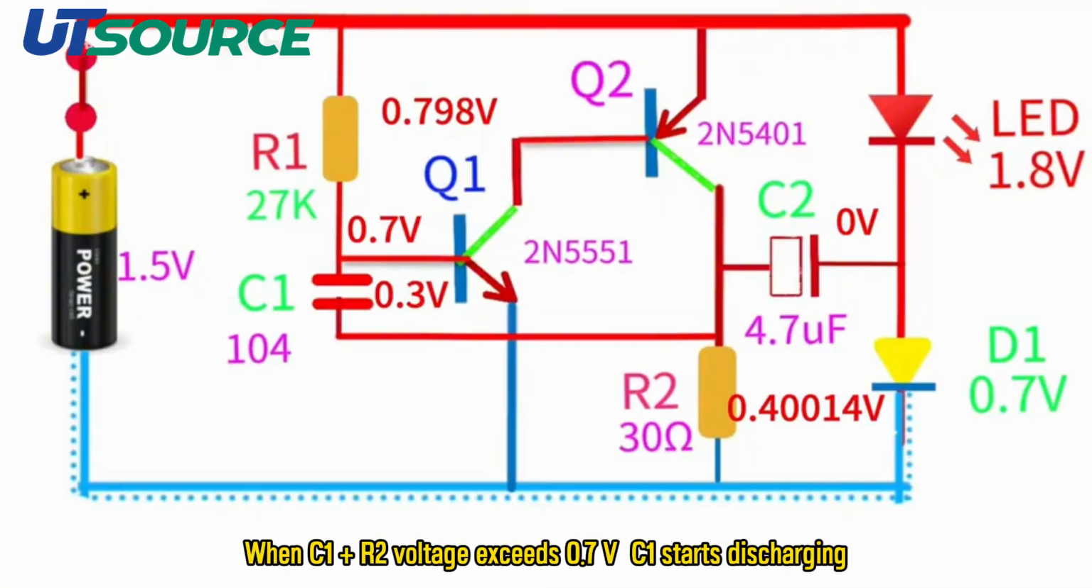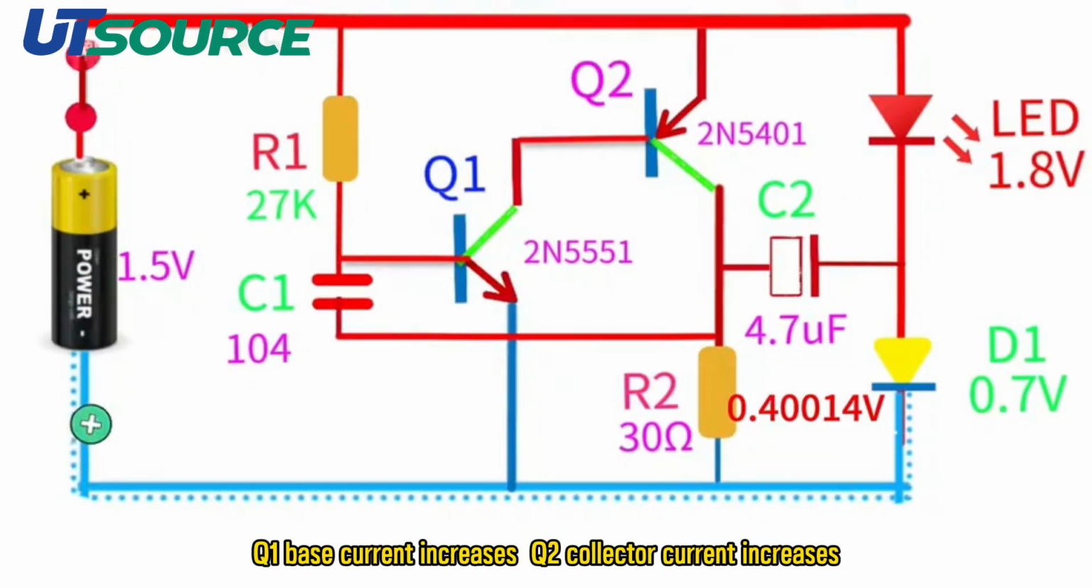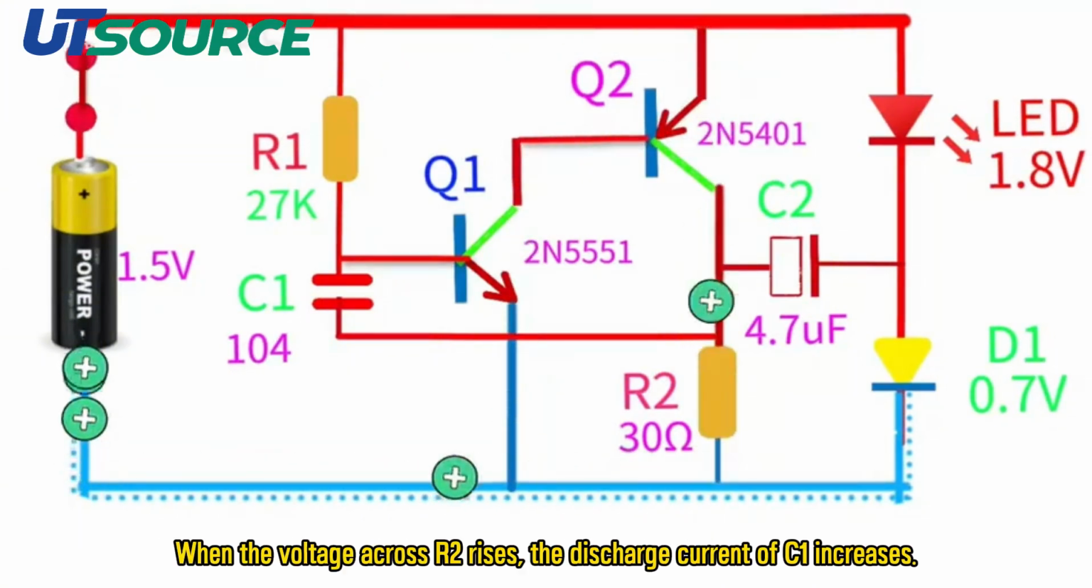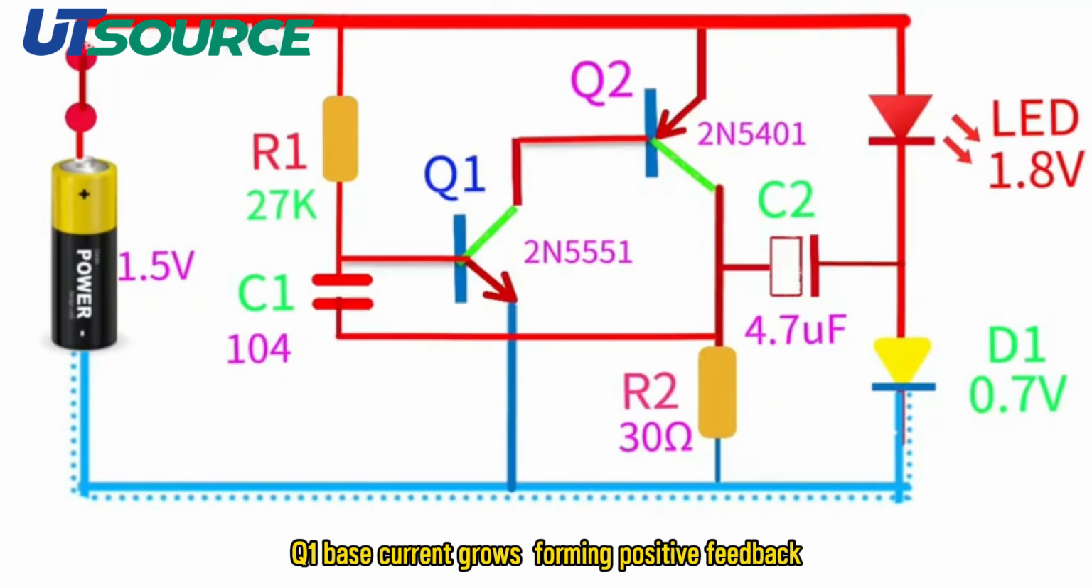When C1 plus R2 voltage exceeds 0.7 volt, C1 starts discharging. Q1 base current increases, Q2 collector current increases. When the voltage across R2 rises, the discharge current of C1 increases. Q1 base current grows, forming positive feedback.